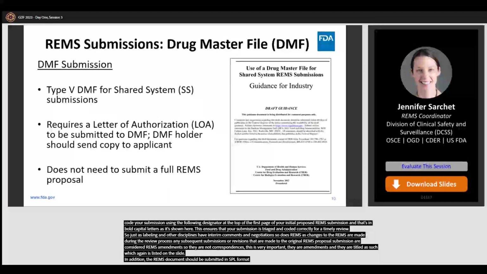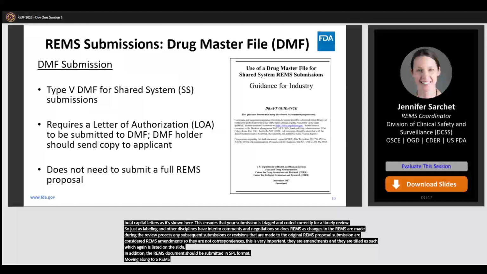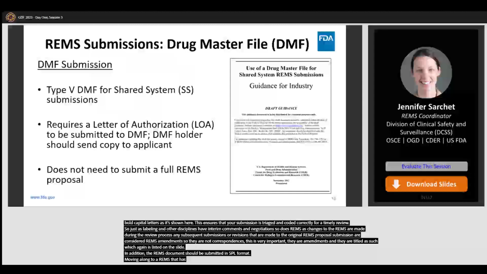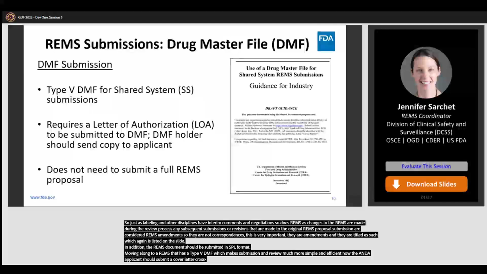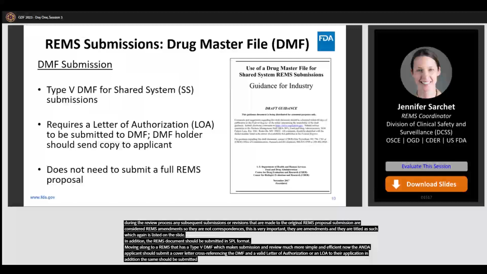Moving along to a REMS that has a Type 5 DMF, which makes REMS submissions and review much more simple and efficient. Now, the ANDA applicant should submit a cover letter cross-referencing the DMF and a valid letter of authorization, or an LOA, to their application. In addition, the same should be submitted to the DMF by the DMF holder.